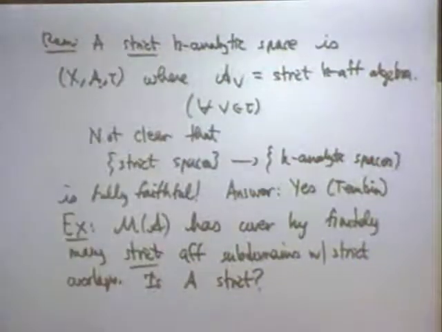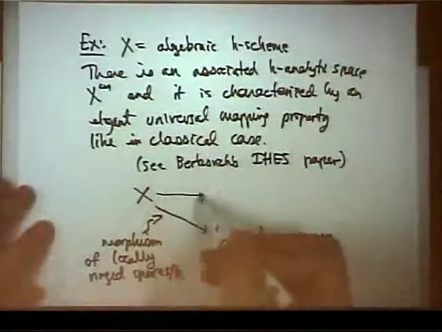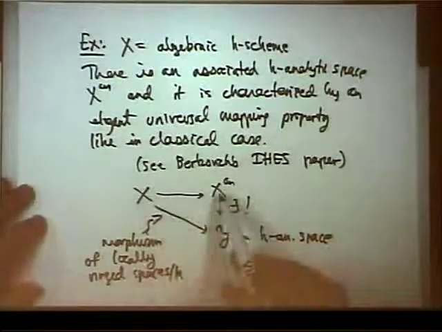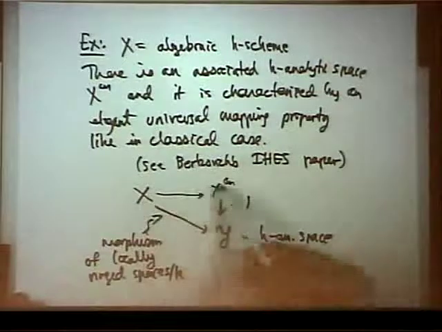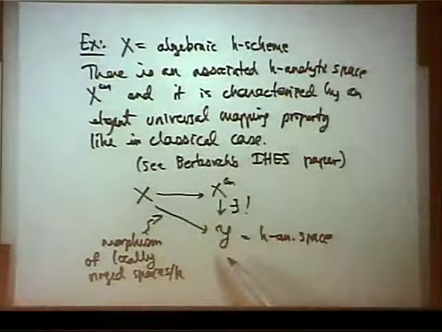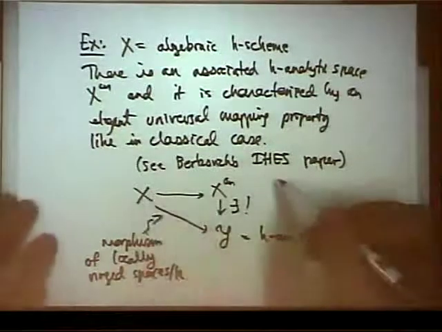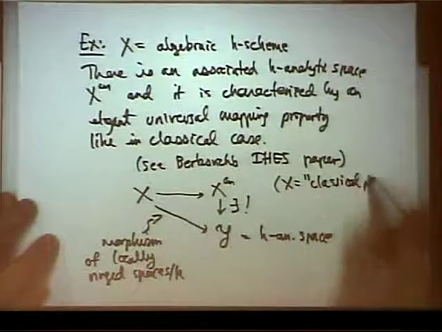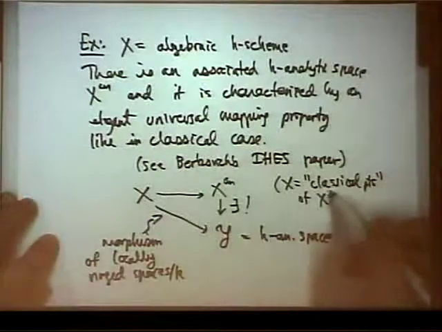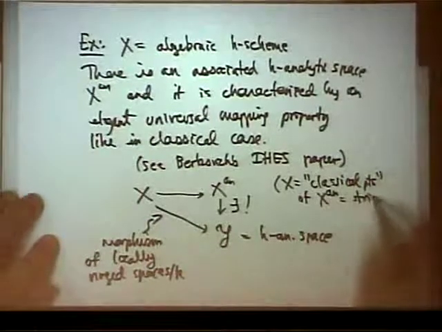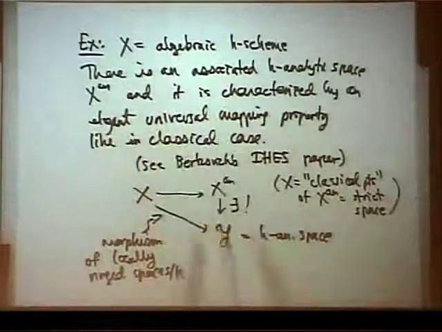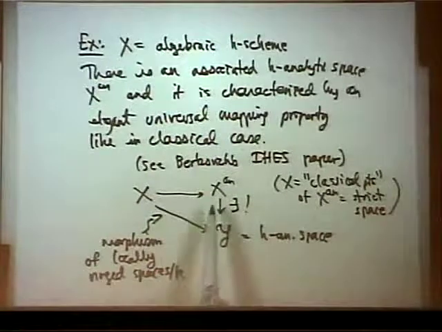So viewing the K-analytic space as a locally ringed space, you could consider maps from a scheme, and then you could ask if there's a universal one. Is there a map to an analytic space so that all such maps uniquely factor through it? And the answer is yes. Okay? And in fact, this X is the set of what you might call all classical points of X analytic, and this X analytic is in fact a strict space. Okay? So the analytic spaces associated to algebraic schemes are in fact strict analytic spaces.